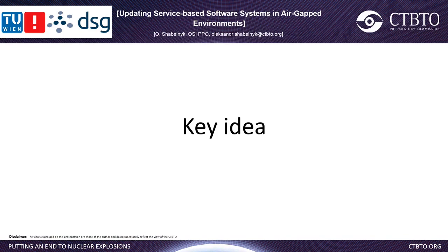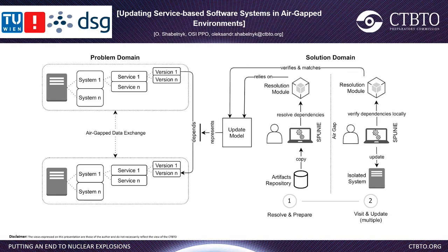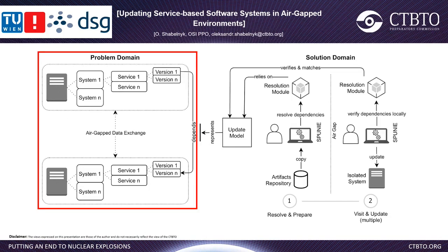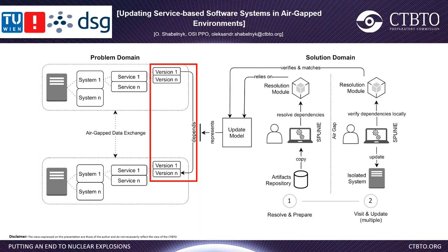Further, I would like to present you the key idea of how to solve the introduced problem. The figure illustrates a bird's-eye view of the problem and solution domains. Let's walk through the diagram from the left to the right. On the problem domain, a series of air-gapped systems host software services, each having some versions. Those comprise the service version combination state, which is assumed to be known. Some services depend on other services based on the versions. Again, there can be an air gap in between.